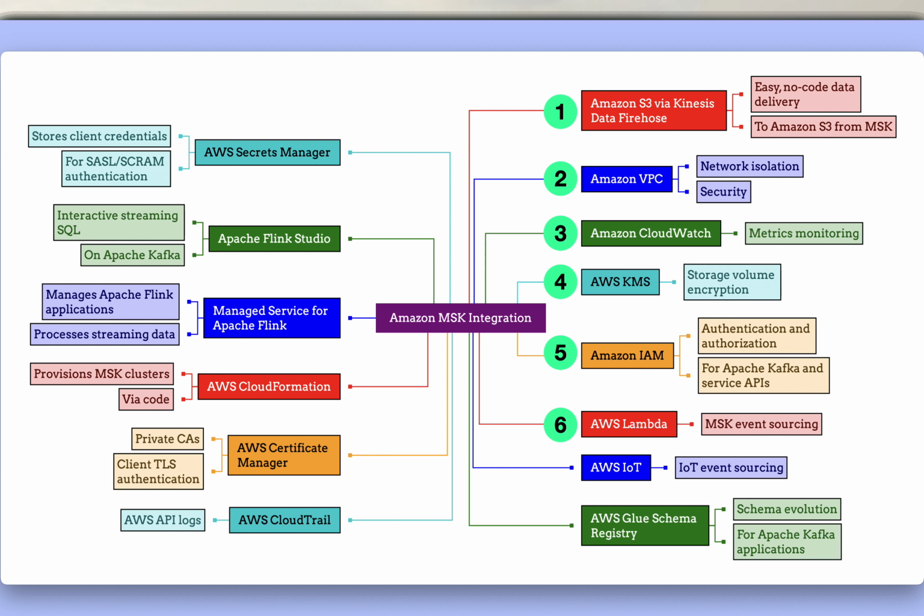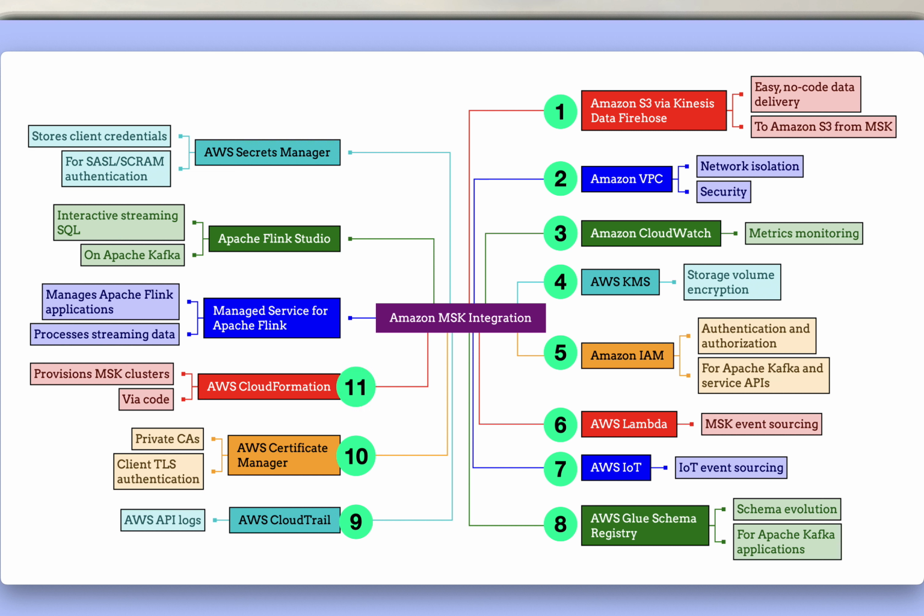6. AWS Lambda, used for MSK event sourcing. 7. AWS IoT, utilized for IoT event sourcing. 8. AWS Glue Schema Registry, controls schema evolution for Apache Kafka applications. 9. AWS CloudTrail, keeps track of AWS API logs. 10. AWS Certificate Manager, manages private CAs for client TLS authentication.